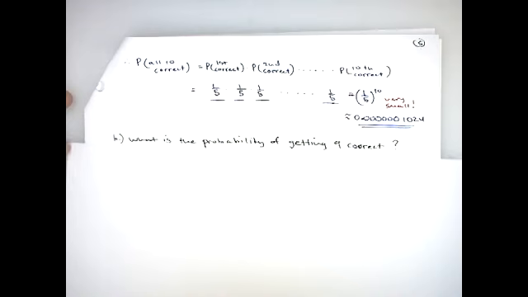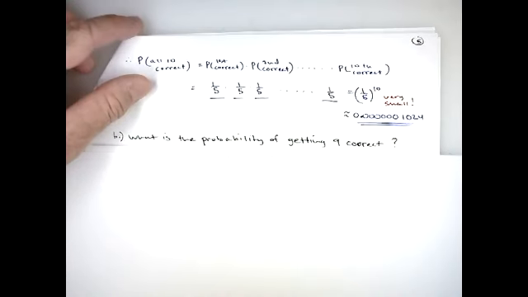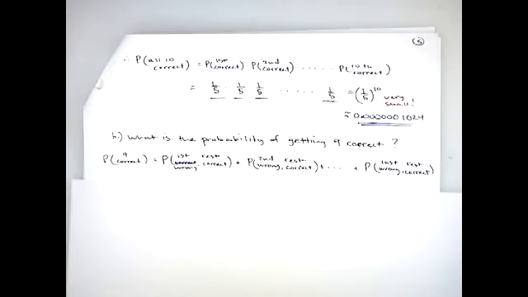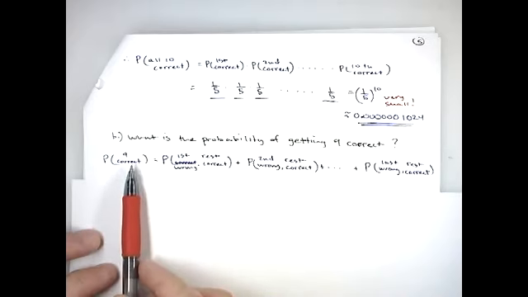If you randomly guess on 10 questions, there's a very low likelihood that you're gonna get all of them correct. Well, what about the probability of getting 9 correct? Maybe that should be higher. What you have to consider here is ways of getting 9 correct.